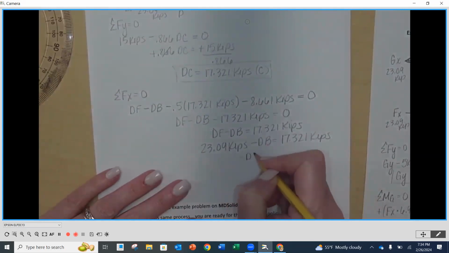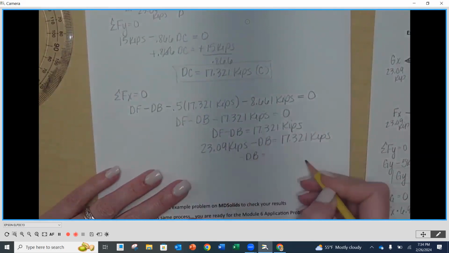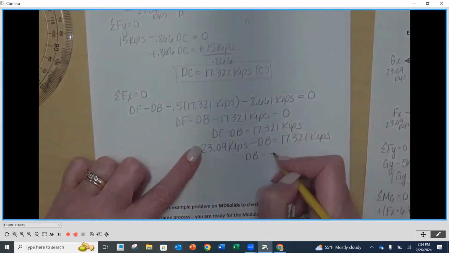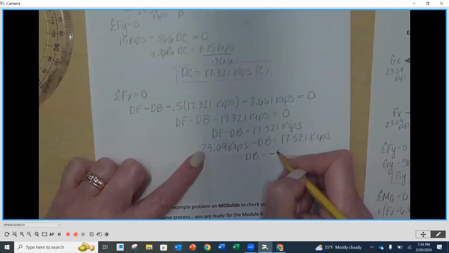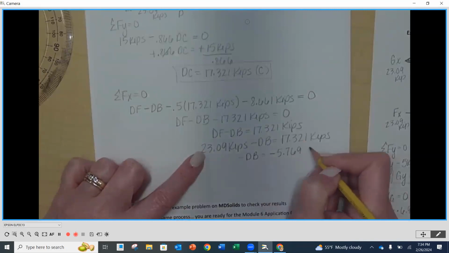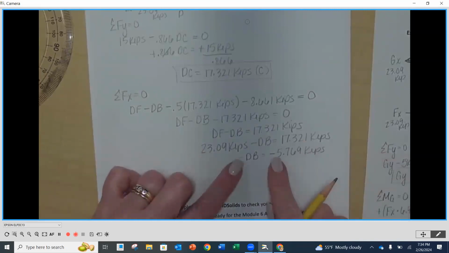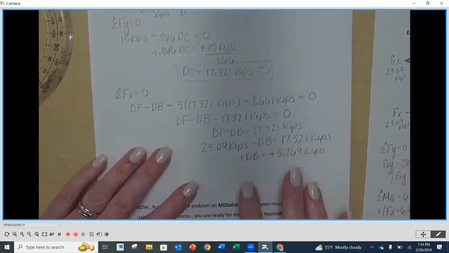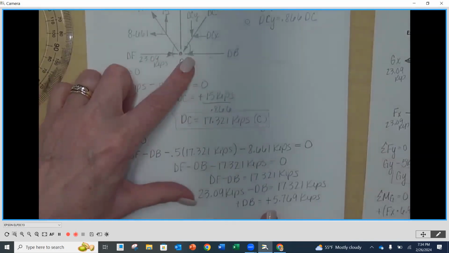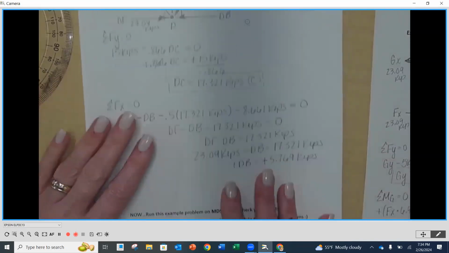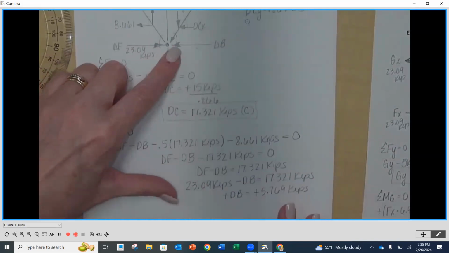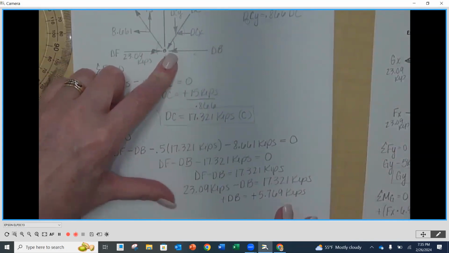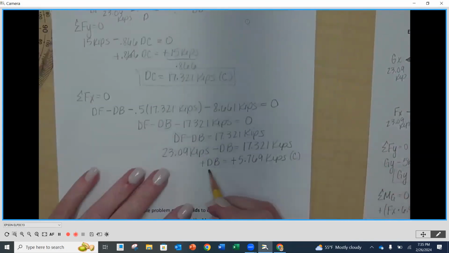And I'm going to get a negative DB. It's going to be equal to, this is going to be negative on this side. So this becomes negative as well, right? Because it's going to be 5.769 kips. Two negatives become positive. So the direction for DB is still going to the left. Its magnitude is 5.769, and it's going to be in compression.